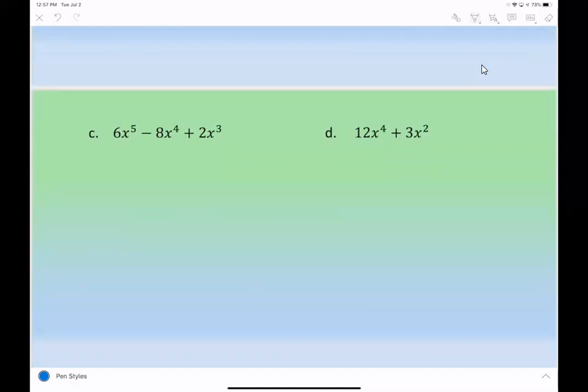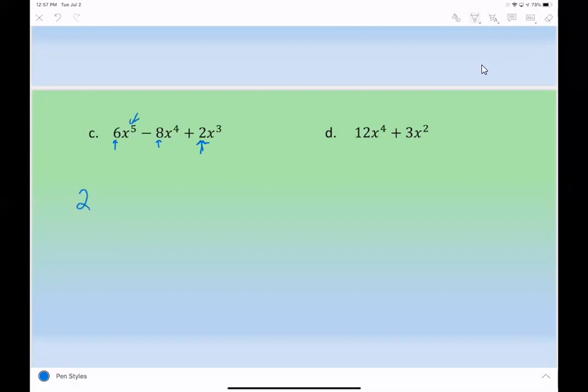These last two examples, we're going to do the same thing. So we're going to look at our coefficients. We have a 6, an 8, and a 2. So I'm going to look at the smaller one, 2. The only factors are 2 and 1. Remember, 1 we're not going to be concerned with. So let's see. Is 2 a factor of 8? It is. What about 6? Yes. So we're going to write 2 as a factor.